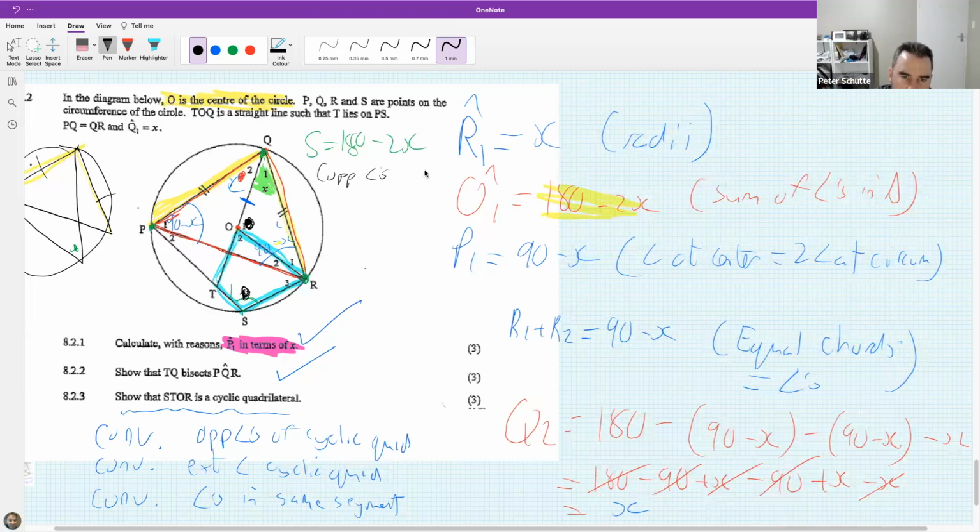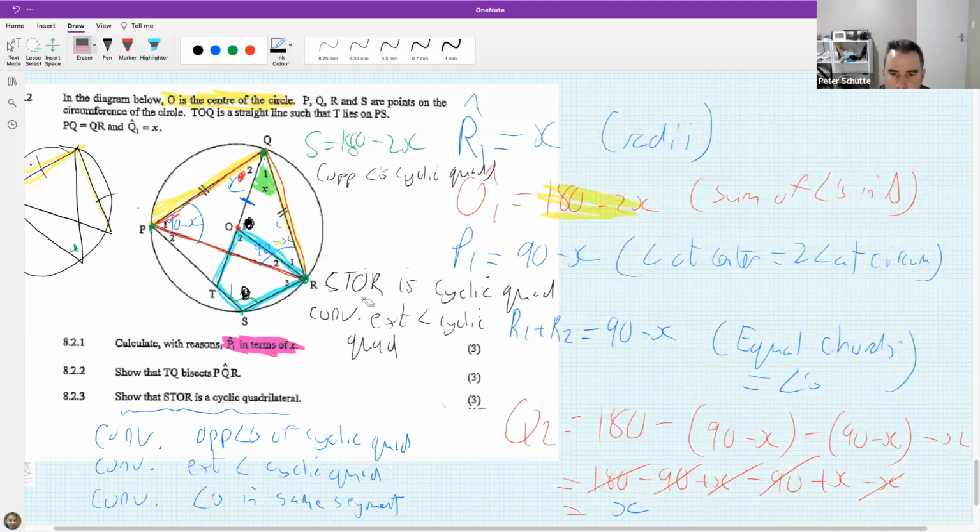Sorry, I'm running out of space here, everyone. Now, if I know those two are equal, then this must be a cyclic quad. So we'd say then STOR is a cyclic quad. And the reason is converse exterior angle cyclic quad. Let me get rid of some of the writing.